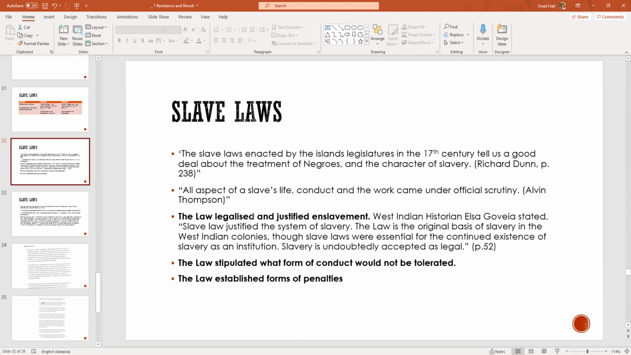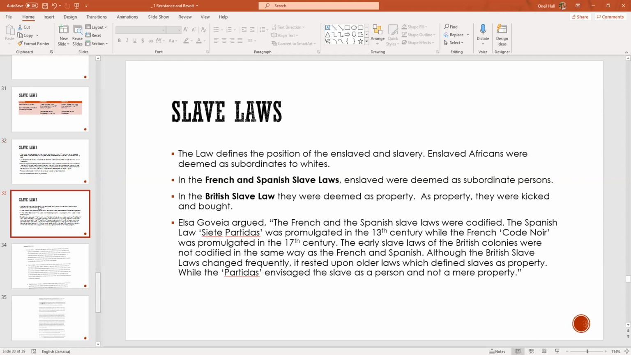Slave laws gave the society a reason to say who is free from who is not free, who is enslaved from who should not be enslaved. It justified slavery. Also, as we mentioned up here, it stipulated conduct. And if you don't follow those conducts or rules, then you are punished. It tells you the different types of punishments that the enslaved people would get if they don't follow the rules, right?